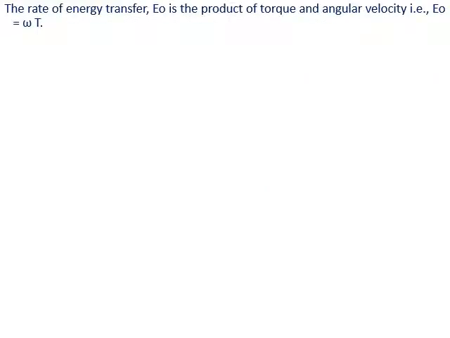The rate of energy transfer, given by E naught, is the product of torque and angular velocity. So E naught equals omega into torque. Or energy transfer is given by omega into torque. According to this, E naught equals omega into torque, that is equation number 2, that is m dot by gc into Vu1 R1 minus Vu2 R2.